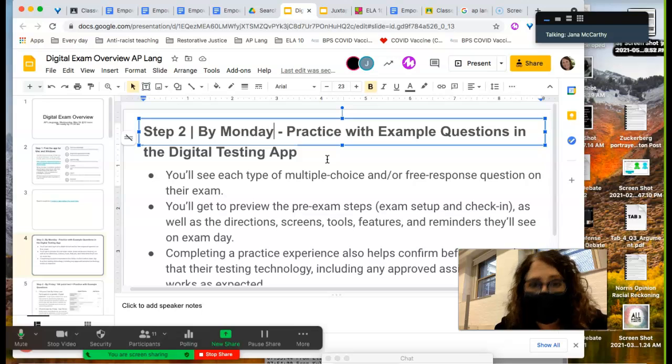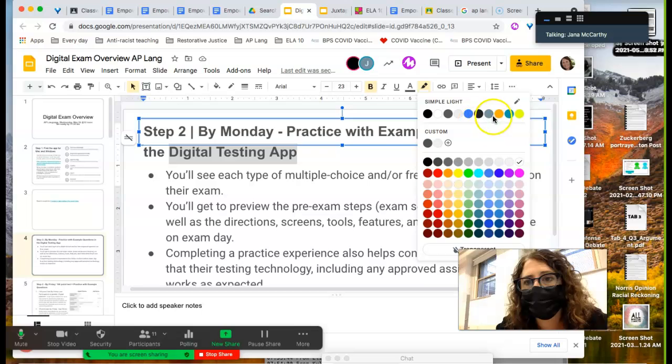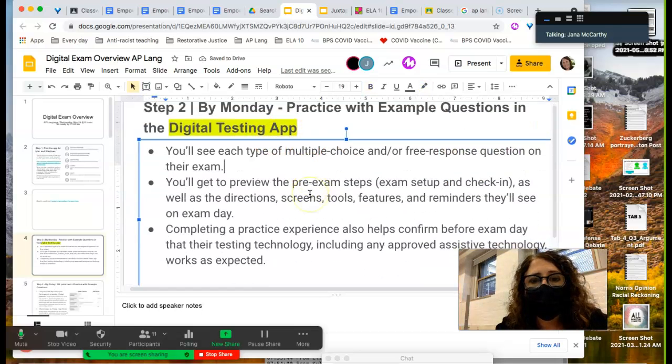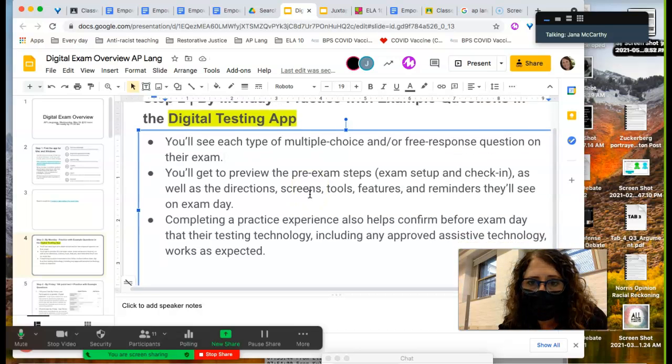Step 2 is by Monday. Practice with example questions in what's called the digital testing part of the app. So you should see, we'll look with Carlos today, but you should see something for digital testing. You're going to get some multiple choice questions, and you're going to get 1 essay. And if you don't do anything else before the exam, please set aside what I assume is an hour and 15 minutes to do this practice. If you do this practice, guaranteed you're going to score higher.